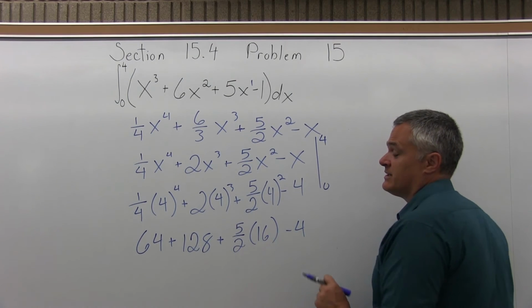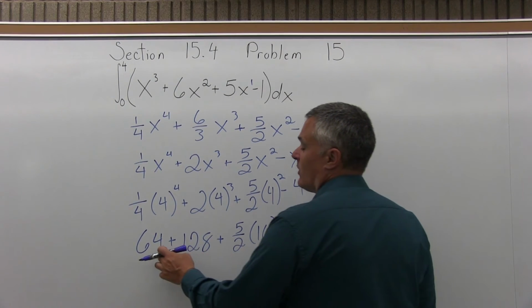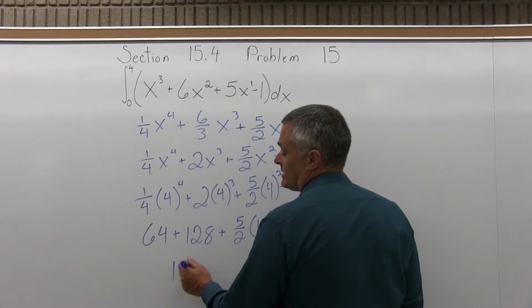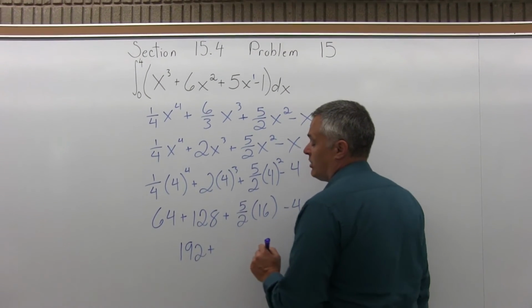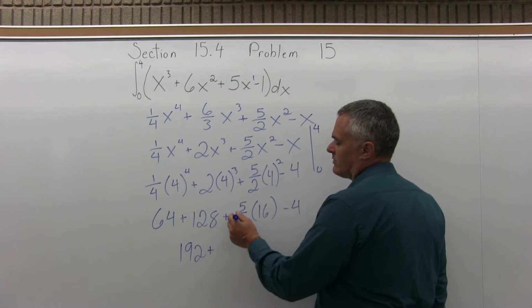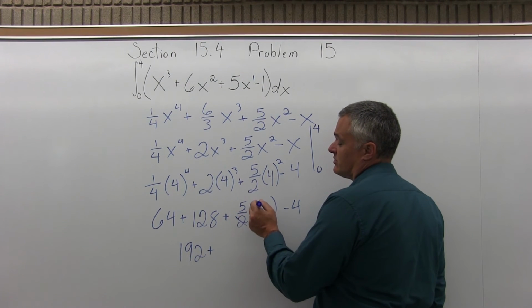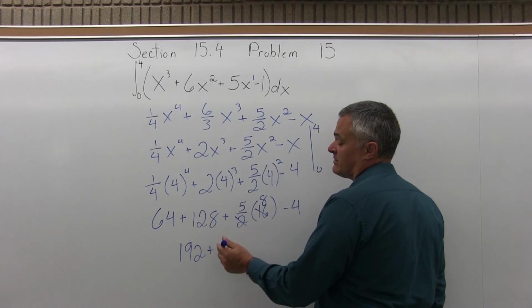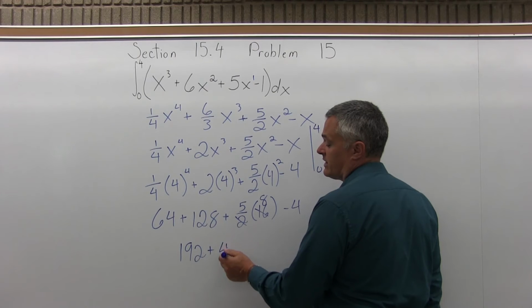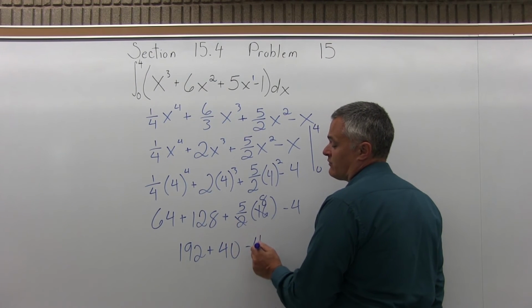And I'll just simplify this piece. Well, let me put the 64 and the 128 together right now. That's going to be 192. I might as well do that. Plus 5 halves times 16. Well, the 2 and the 16 I can reduce very easily. 2 goes into 2 once, 2 goes into 16 8 times. It becomes 5 times 8. 5 halves times 16 is the same as 5 times 8, which is 40, minus 4.